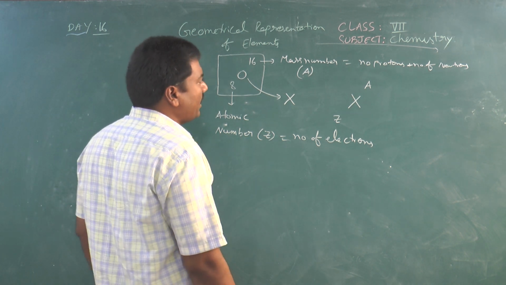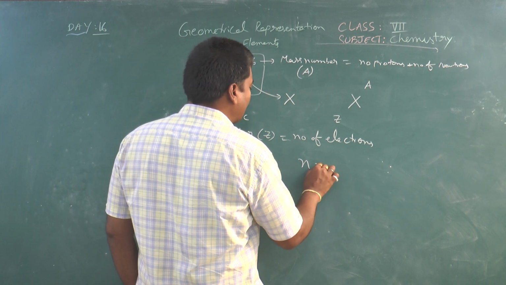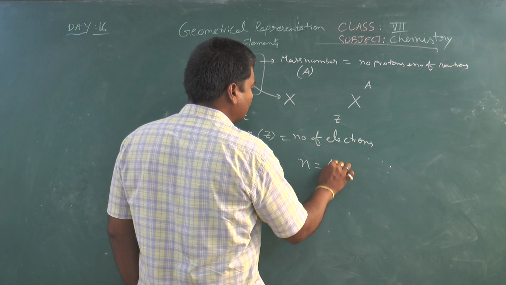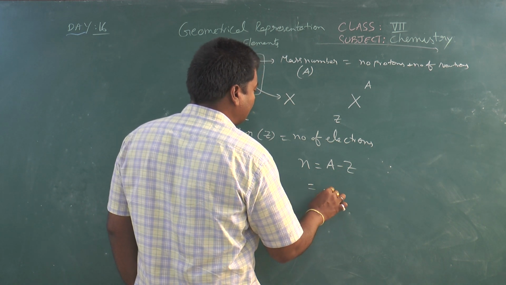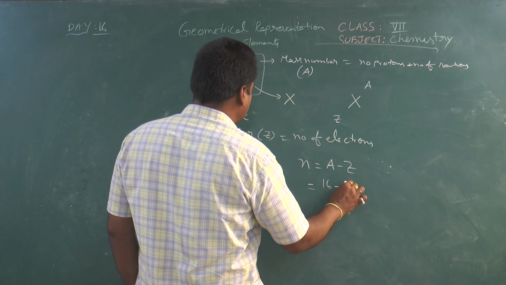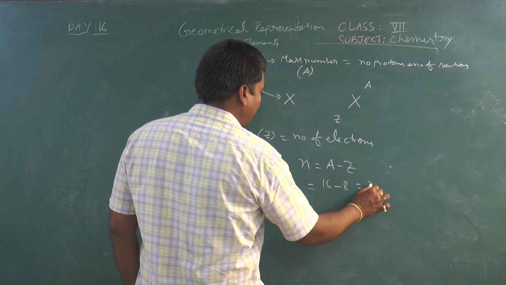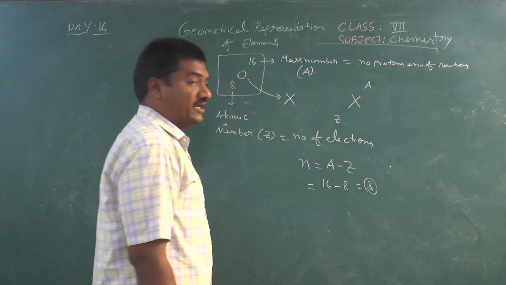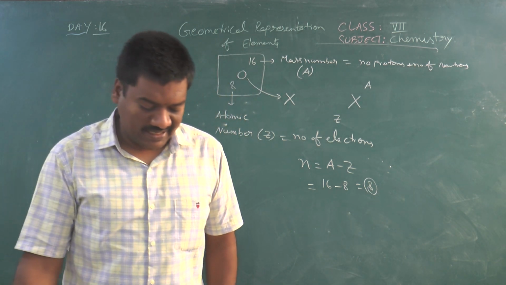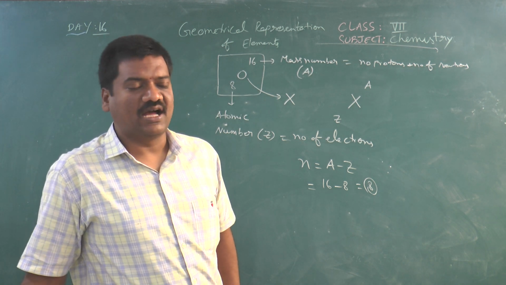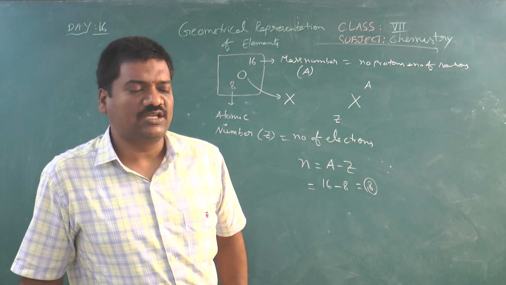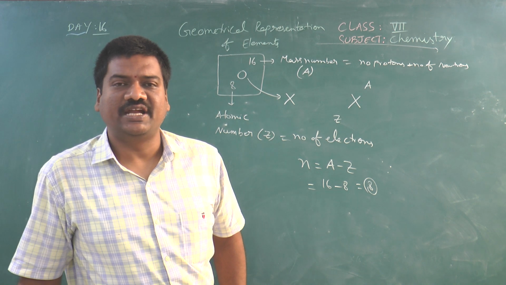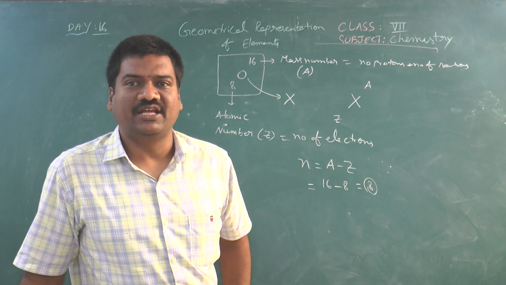Now for calculating the number of neutrons, there is a simple formula: number of neutrons is equal to A minus Z, so 16 minus 8. Number of neutrons will be 8 here. For this specific element, the oxygen atom, the number of electrons is 8, the number of protons is also 8, and the number of neutrons is also 8.